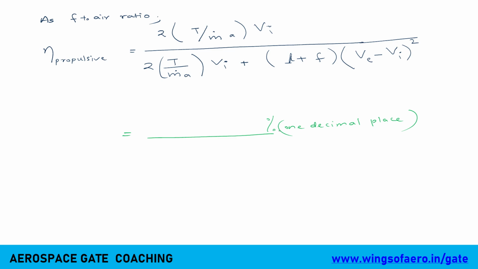Ma'am, 71.5. Let me check. Okay. Any other answer? So the answer ranges between 71.0 to 72.0, and if it lies within this, then you have done it successfully. Now you can check whether, if you are using it without this 1 plus F, you are getting the same answer or not. Obviously you will not get the same.